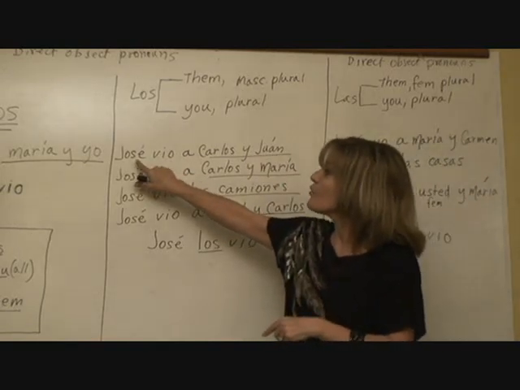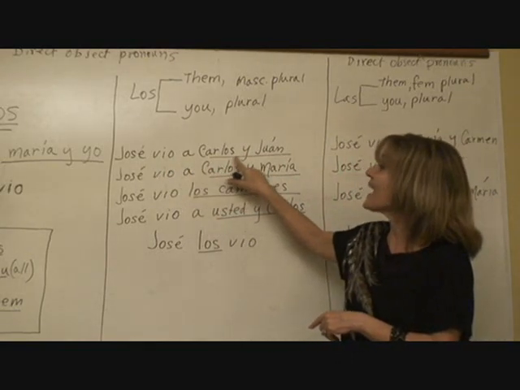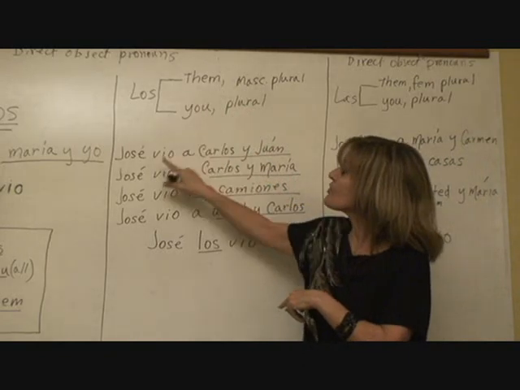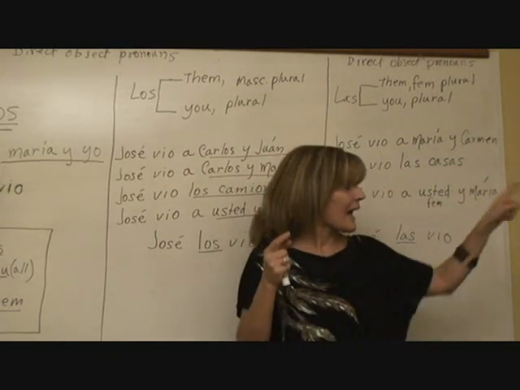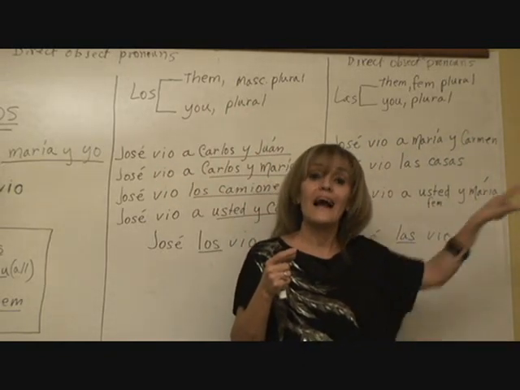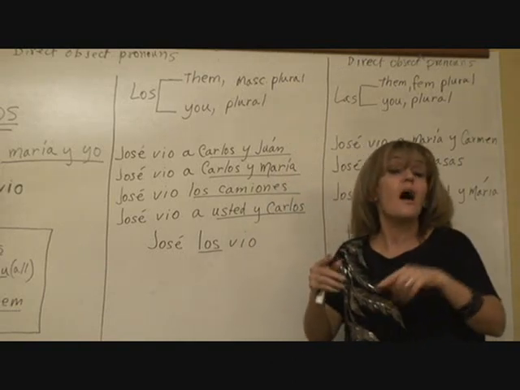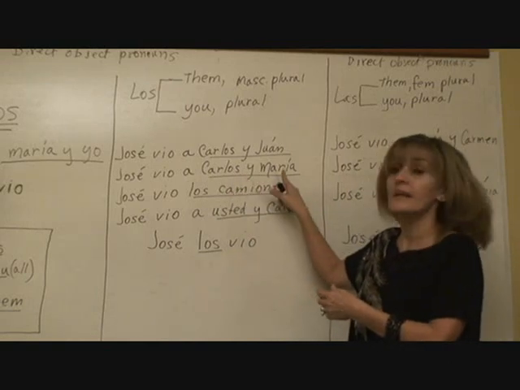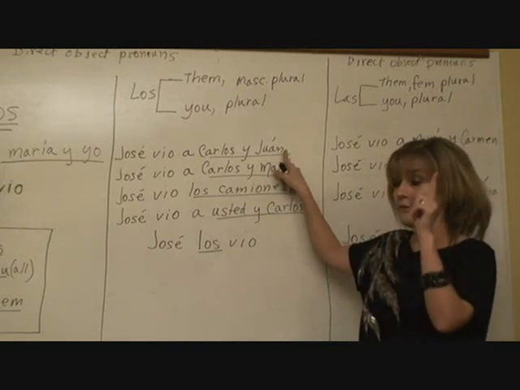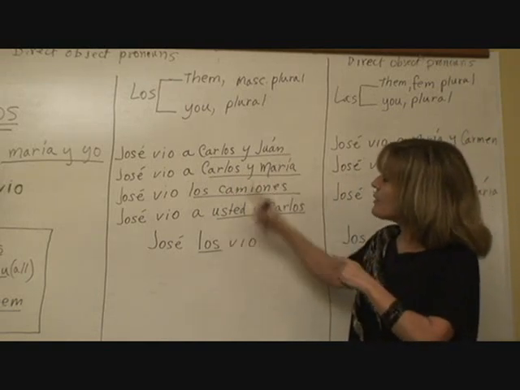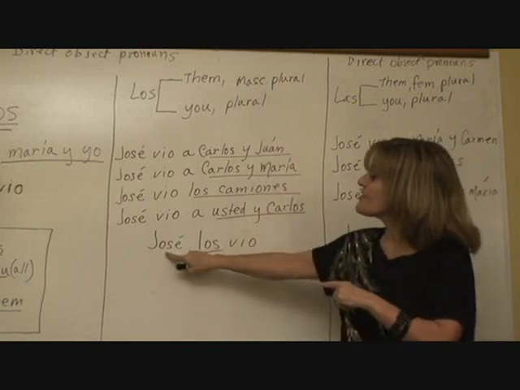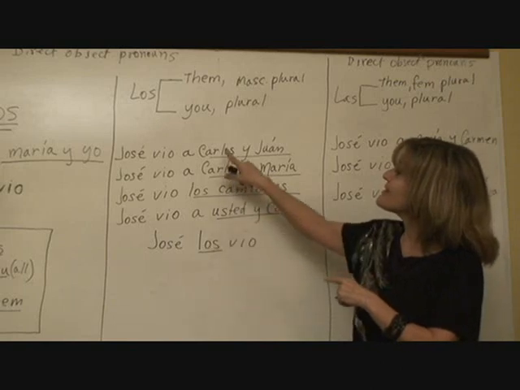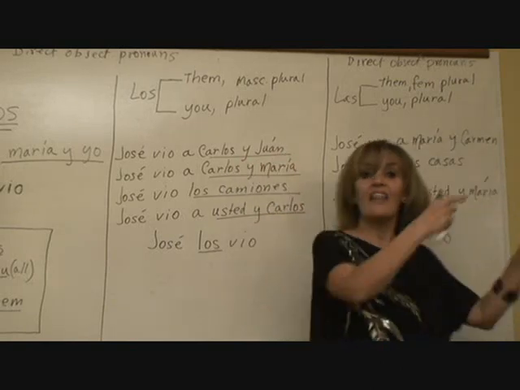The first one, José vio a Carlos y Juan. We are now using them, los. José saw Carlos y Juan. Carlos and Juan. José saw whom? José vio a quién? A Carlos y Juan. First example. José los vio. Los will replace Carlos y Juan, them.